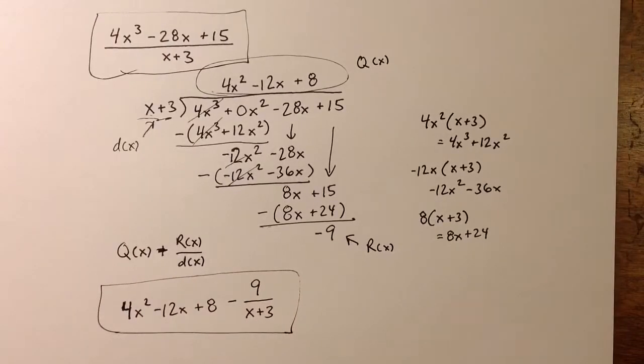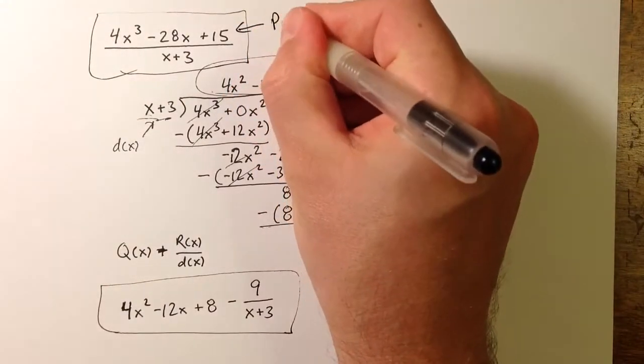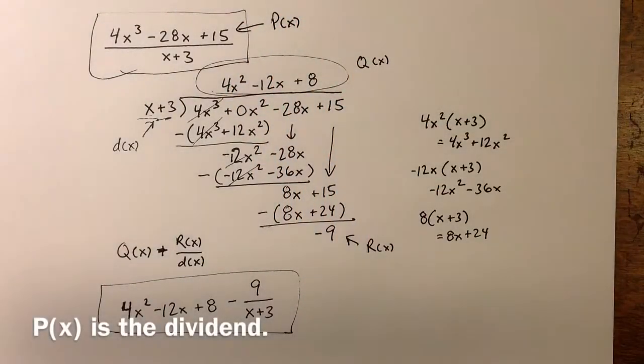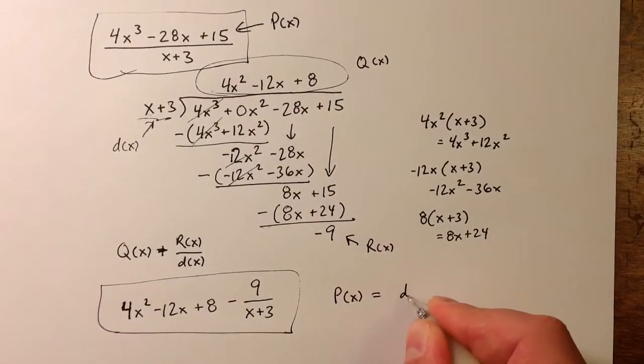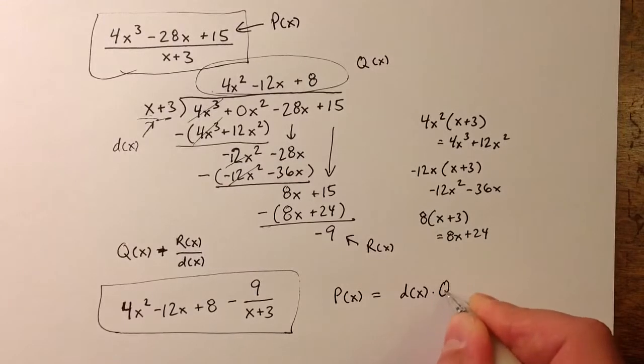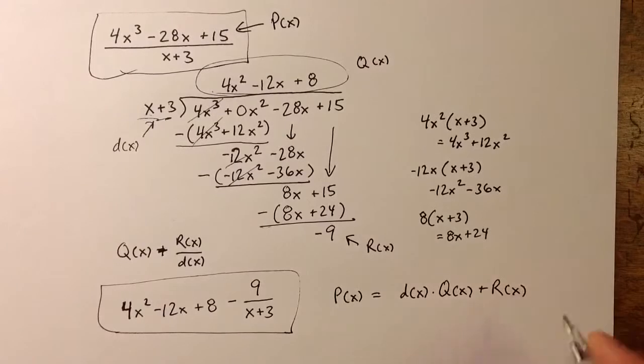Another nice way to present the final answer is by thinking of the numerator. I could call this p of x. This is called the dividend, the thing that we divided into. That p of x is actually equal to the divisor times the quotient plus the remainder. So these two forms are related. If I think about taking this expression and multiplying everything by the divisor, we get this. The divisor times the quotient, and then multiplying the rational expression by the divisor cancels out the divisor and leaves us with the remainder.